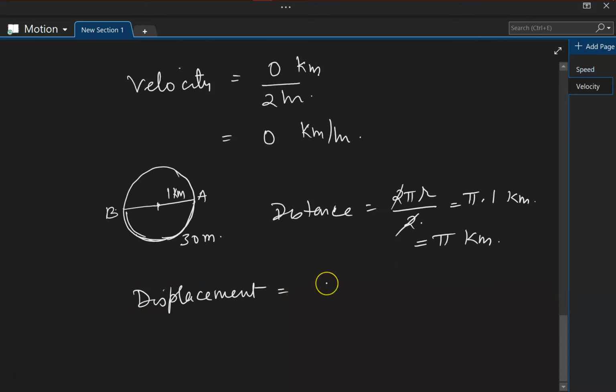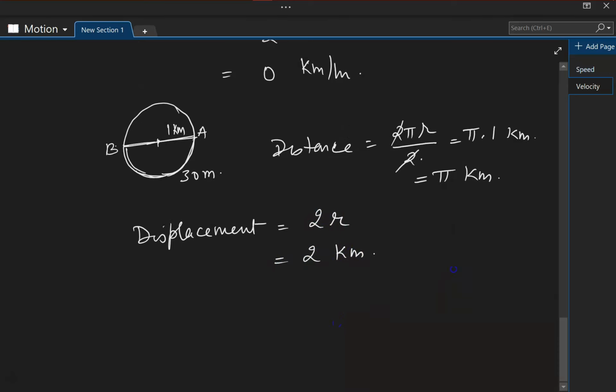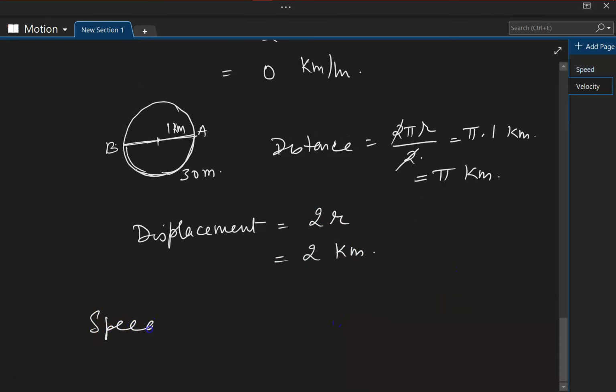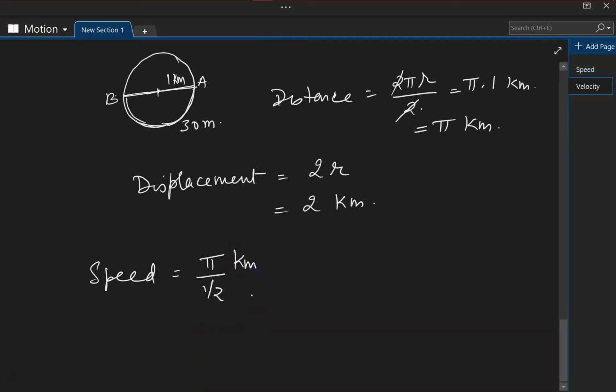Displacement would be what? Displacement would be the shortest distance between these two, that is 2 times the radius. R is 1 kilometer, so it will be 2 kilometers. So now speed would be distance by time, that is pi by 30 minutes, which means half an hour. Pi kilometer and half hour, which will be 2 pi kilometers per hour.